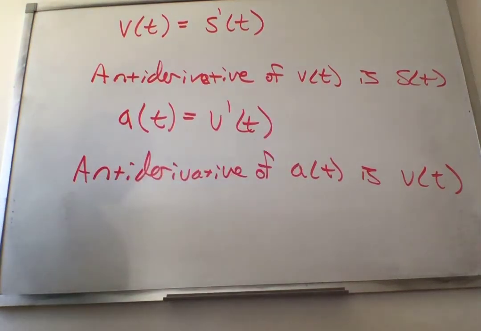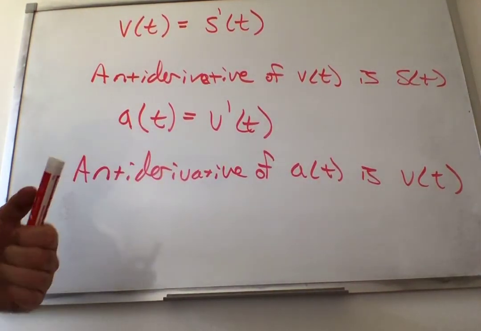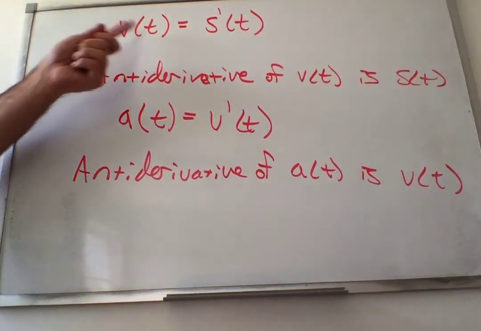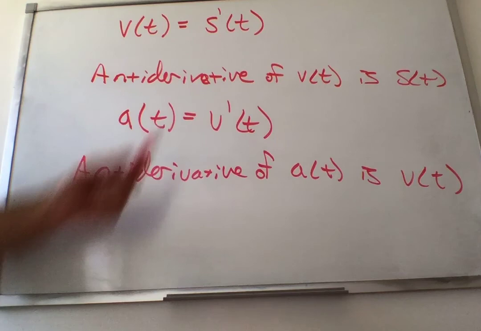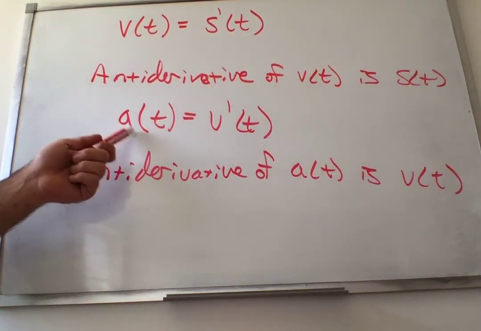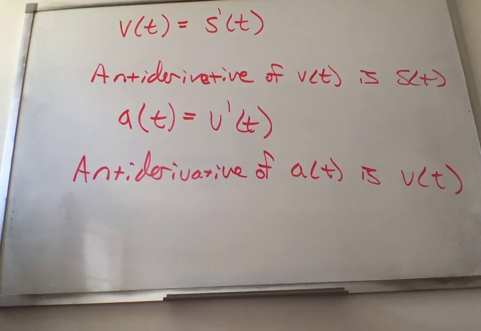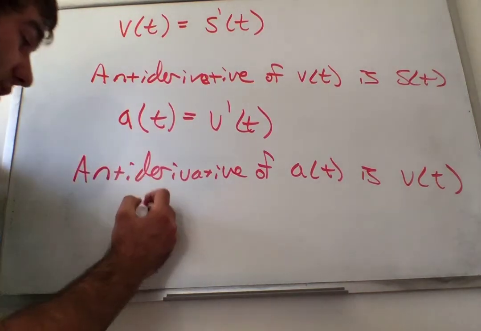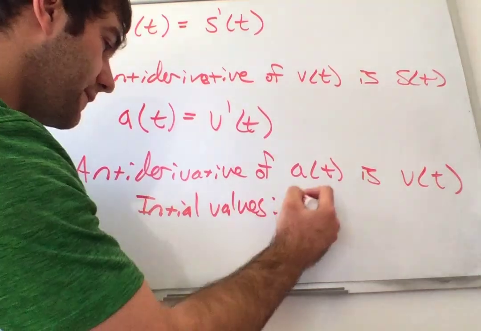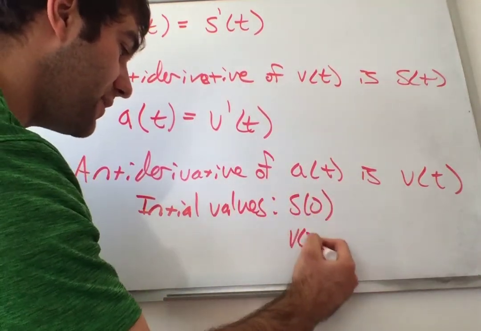You could go backwards. Okay, so if you know the acceleration, you could go backwards and find out the velocity. Now, if you know the velocity, you can go backwards again and know the position. Now, if you know the acceleration, you could just anti-differentiate twice, and it'll give you the position, okay? Now, normally for these types of problems, they give you the initial values. So initial s of 0 and v of 0.